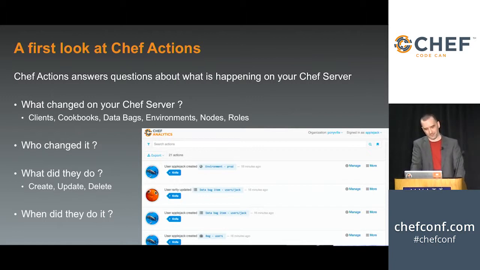design a product that really lets you answer questions about what's happening. The very first thing we wanted to do was answer what's changing on your Chef server. So we're trying to tackle the very obvious questions for clients, cookbooks, data bags, the objects on your Chef server. Who changed it? What did they do? When did they do it? And give you some way to start to correlate that information to other things that are happening on your server, like runs.